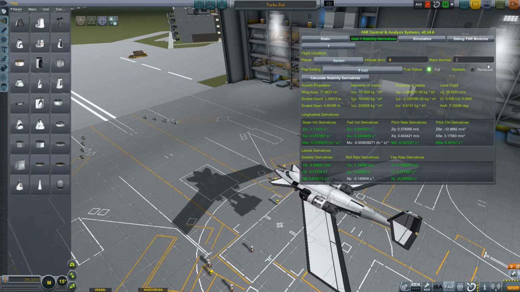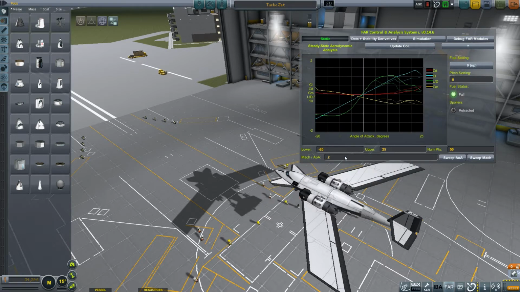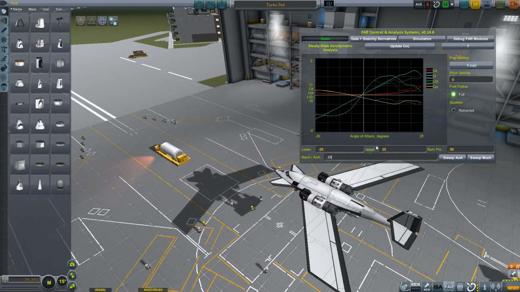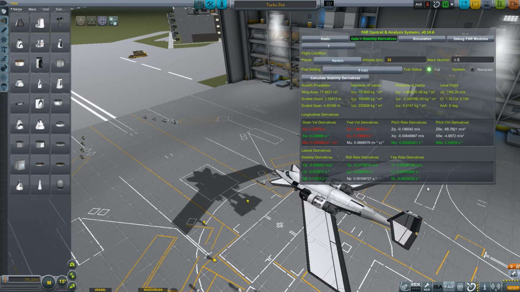So what would our, let's say 2.5 maybe? See our minimum takeoff speed? About 85 meters per second. We can maybe just take off. If the angle of attack reads 0 degrees, that means a level flight is not possible.